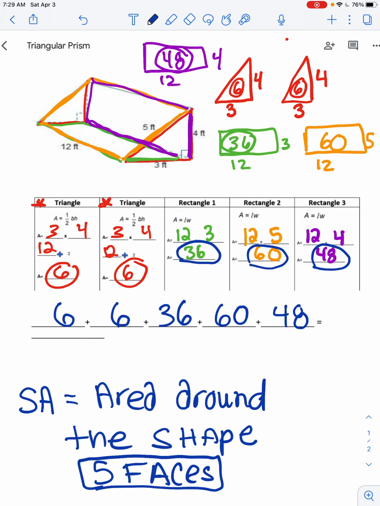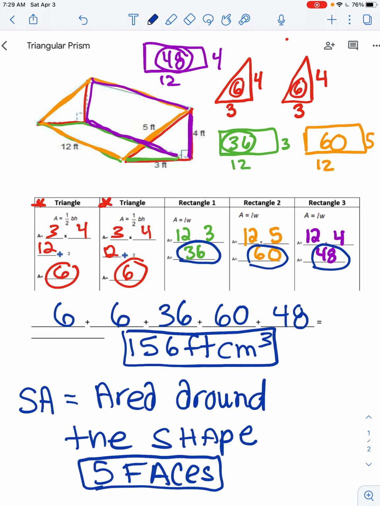If I take 6 plus 6 plus 36 plus 60 plus 48, I'm going to get 156 feet. But remember, because we are finding surface area and it's a 3-dimensional shape, it's centimeters cubed.